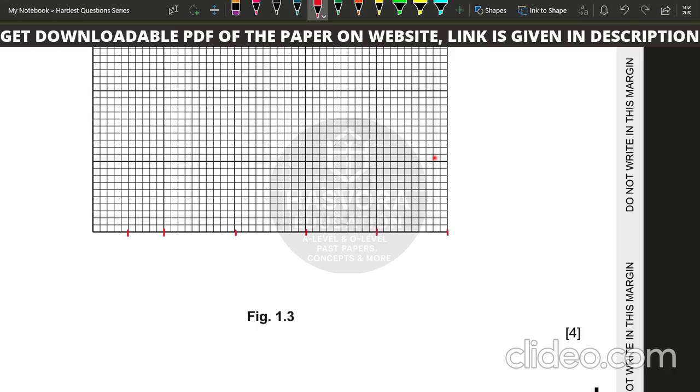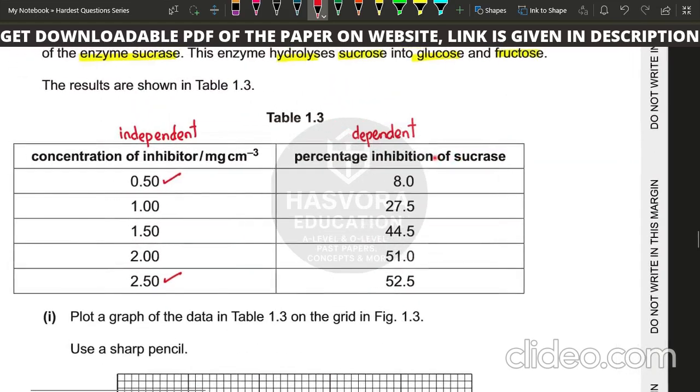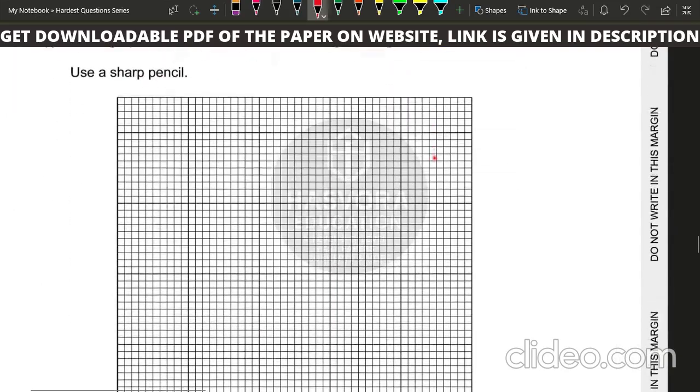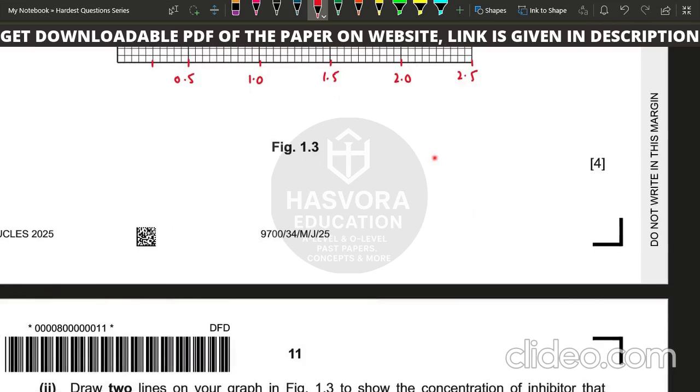It will be equally divided: 2.5 divided by 5 is 0.5. So this will be 0.5, then 1.0, 1.5, 2.0, and this will be 2.5. You also have to label the axis fully, with the units. So, concentration of inhibitor, milligram per centimeter cubed.